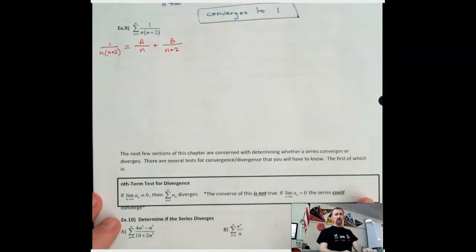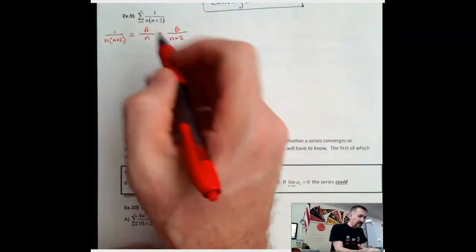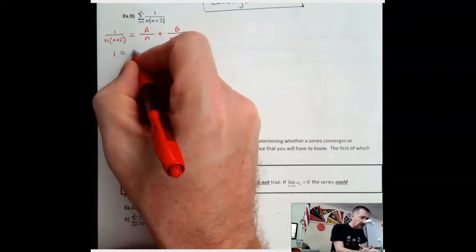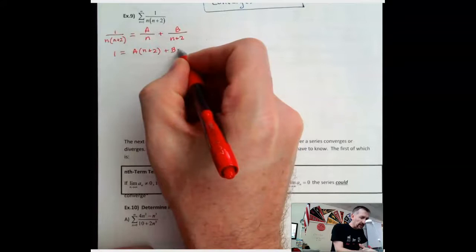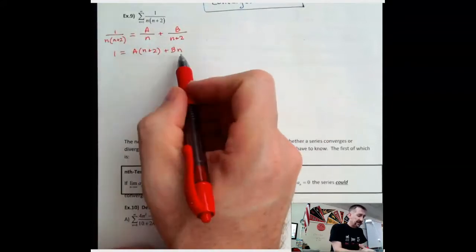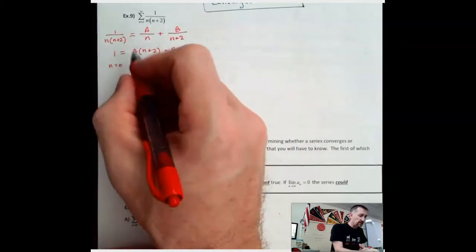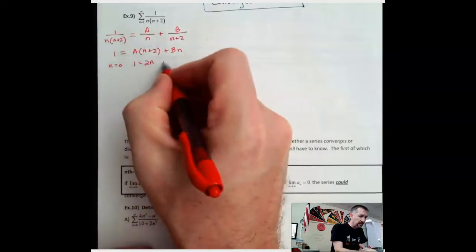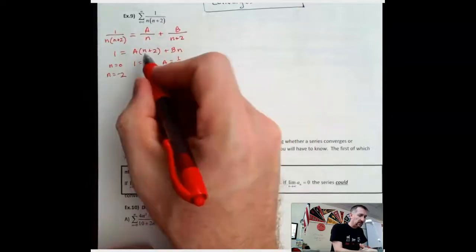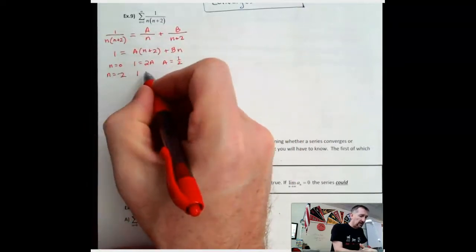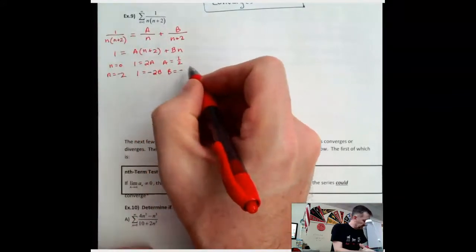So we're going to need to be able to break that up. All right. So if we multiply by n plus 2, we're going to get 1. We're going to have A times n plus 2 and B times n. All right. So if we let n equal 0, then this would be 1 equals 2A. So A would equal 1/2. And if we let n equal negative 2, then we're going to have 1 equals negative 2B, or B equals negative 1/2.